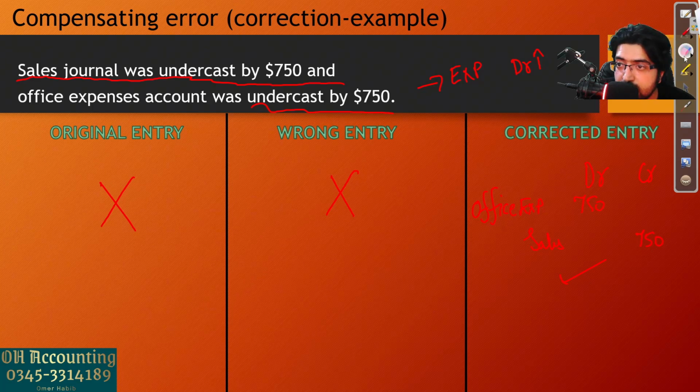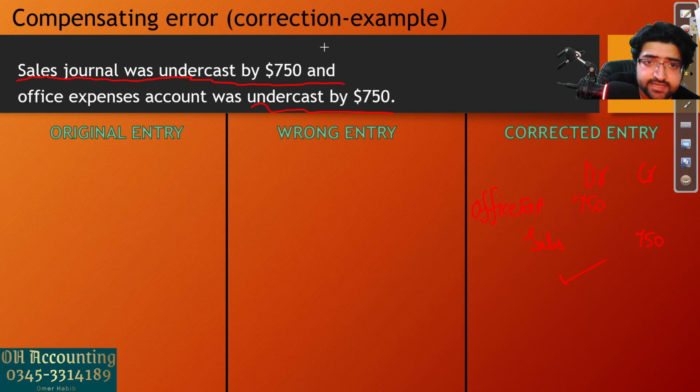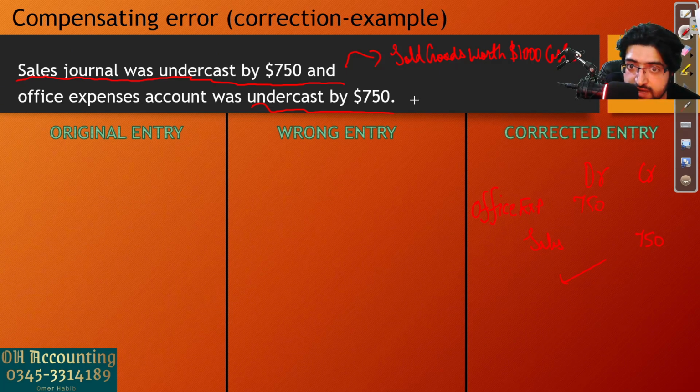Okay. Now, I will still show you the original entry and wrong entry. Let's take an example first. Okay. I'm writing two transactions here to give you a better idea. Sold goods worth $1,000 cash. Okay, that's transaction number 1.